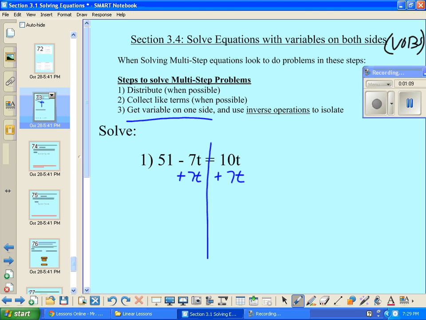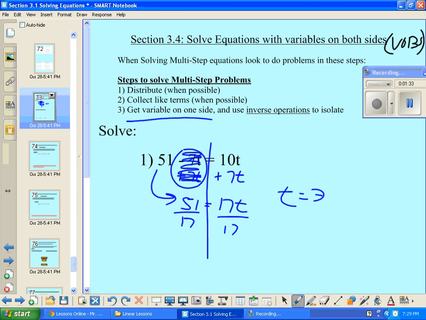How does it help me on the left side here? If I have negative 7t plus 7t, if I combine those terms, that'd be like 0t, so there'd be none of them. That'd be all gone. So that eliminates the t's on the one side. Now I just have 51 on the left side. 10t plus 7t gives me 17t. And now I'm down to just one step. Divide by 17 on both sides, so t equals 3.